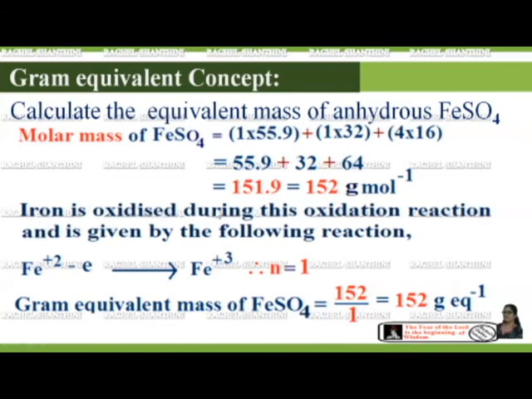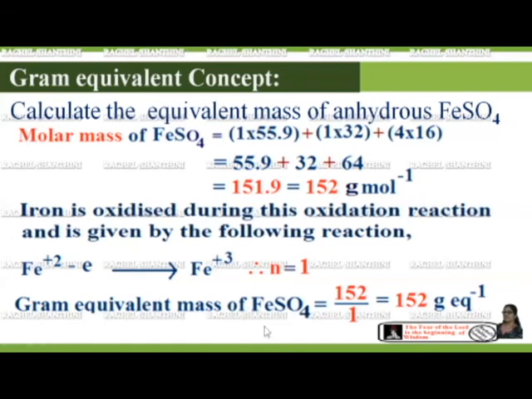In this reaction, iron is oxidized and the reaction is given below. Here in this reaction, the Fe2 plus ion loses one electron and gives the Fe3 plus ion. Since it loses one electron, the equivalent factor N is equal to 1. To calculate the gram equivalent mass of ferrous sulfate, we have to divide the molar mass of ferrous sulfate by its N factor. So 152 divided by 1 gives 152 grams per equivalent, which is the gram equivalent mass of ferrous sulfate.